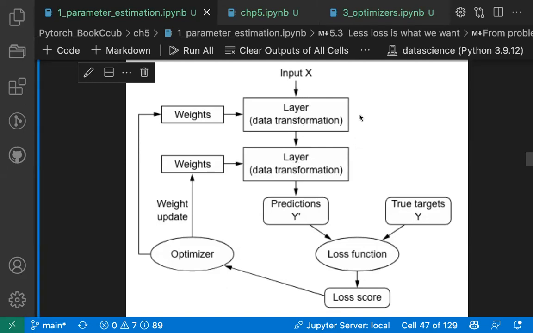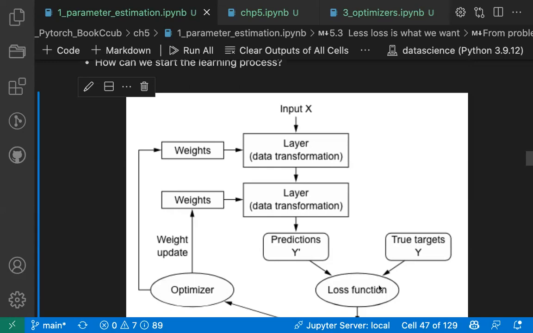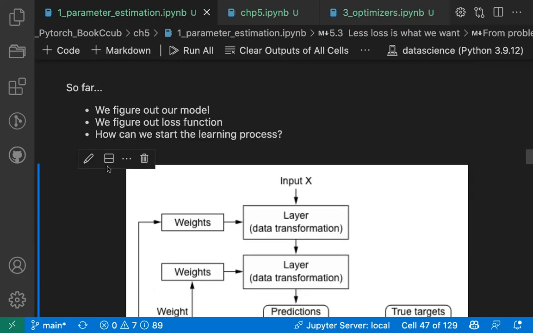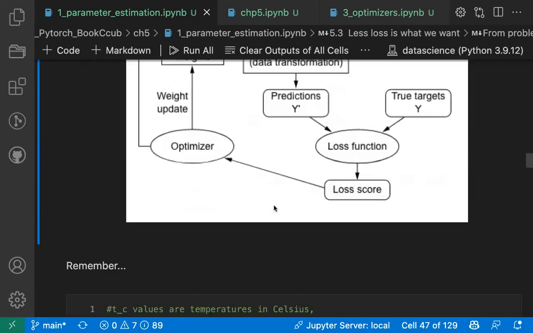We choose a model, right? Which model? We choose a linear model. We choose a loss function. We know how to choose a loss function. But how can we start the learning process? So that is a good question.